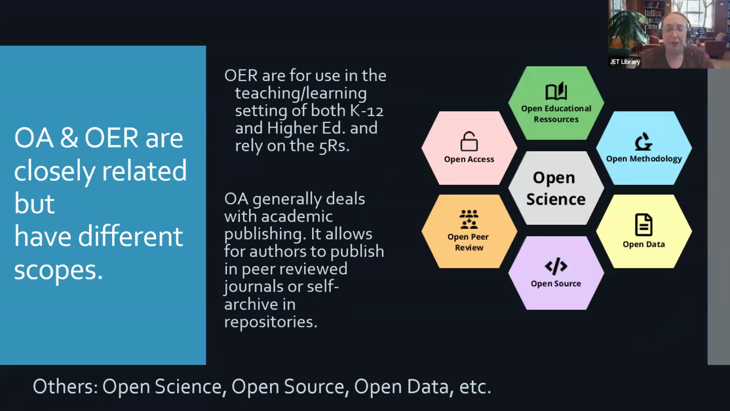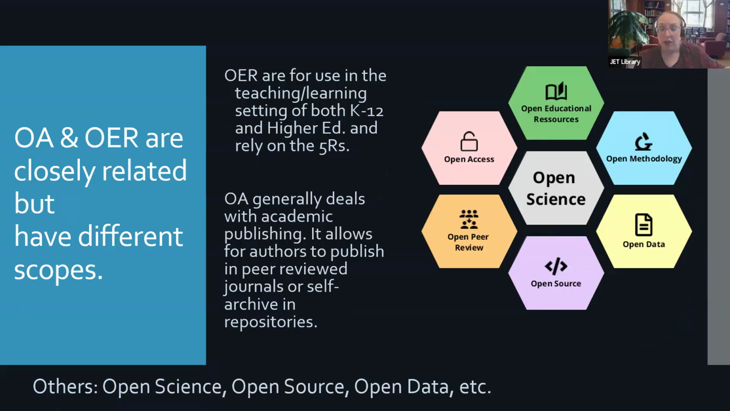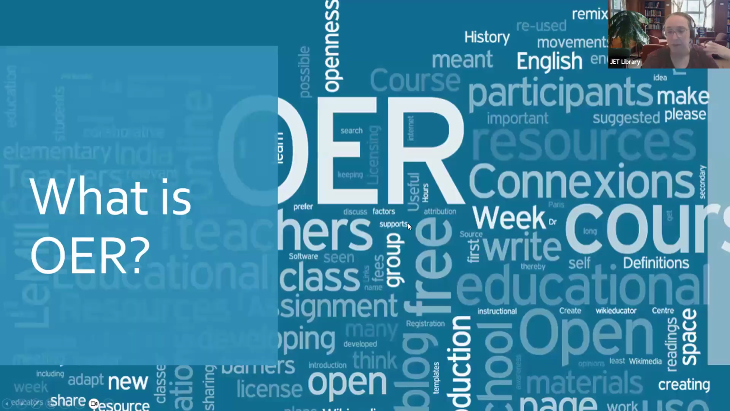OER are specifically open educational resources that are specifically teaching and learning materials that provide users with free and unfettered access. So OER is for teaching and learning, K through 12 and higher ed, and it relies on the 5 Rs, which we'll look at in a few moments. Open access in general deals with academic publishing. It allows for authors to publish in peer-reviewed journals or self-archive in repositories.